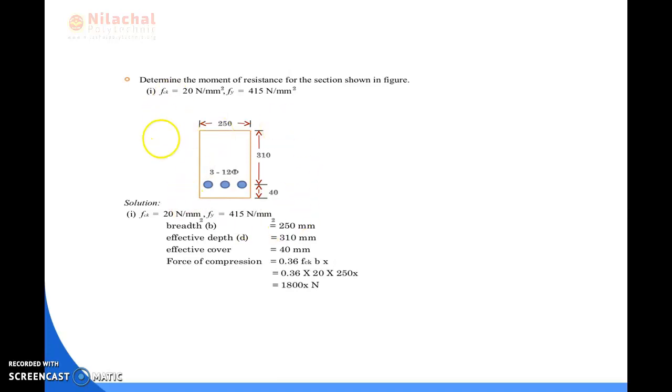So fck is 20 Newton per mm square and fy is 415 Newton per mm square, breadth B is 250, effective depth D is 310 mm, and the effective cover is 40 mm, or we can write clear cover. First we calculate the force of compression. The force of compression is 0.36 into fck into B into x. Here fck is 20 and B is 250, so the total force of compression is 1800 into x Newton.